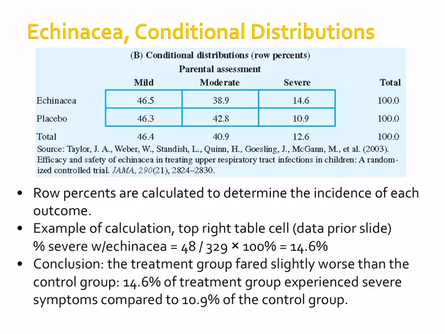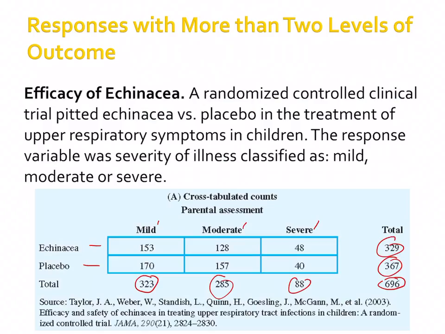And then this one right here is, if you want to call it, your grand total of everything. So here we have conditional distributions. Our conditional distributions are row percents. Row percents are calculated to determine the incidence of each outcome. So when we want to calculate the incidence of each outcome, remember it's that particular value we're looking at over the total.